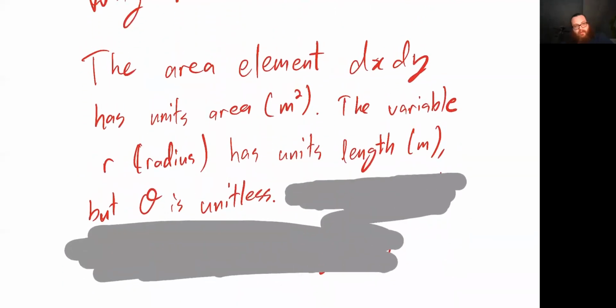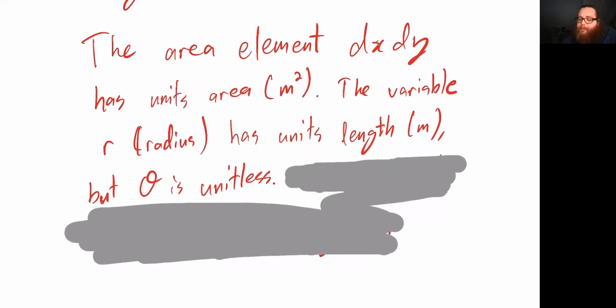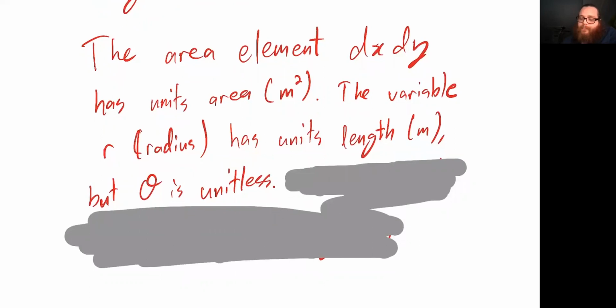Okay, so if we compare that then to the polar coordinates, the variable r that we were using, that's measuring length. That has units meters. So dr is the right sort of thing to use. But this variable theta, it turns out theta is actually unitless.